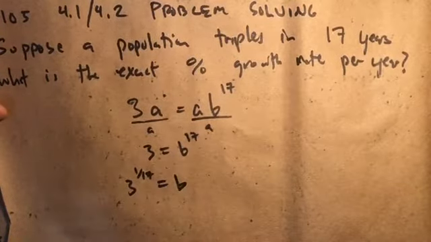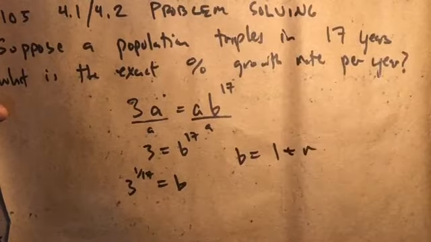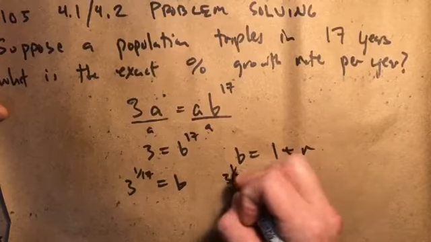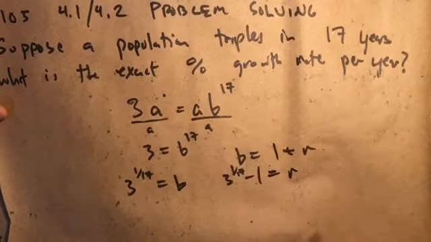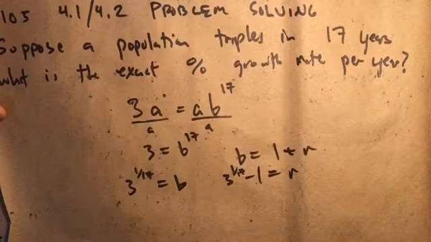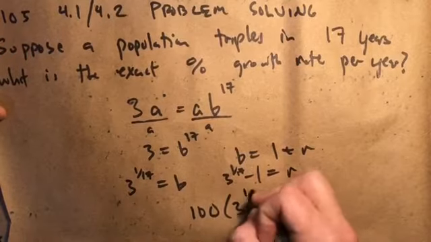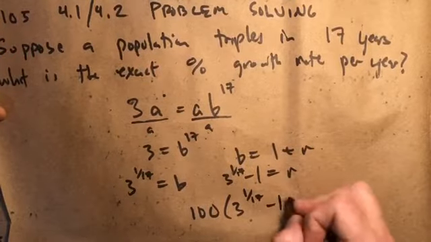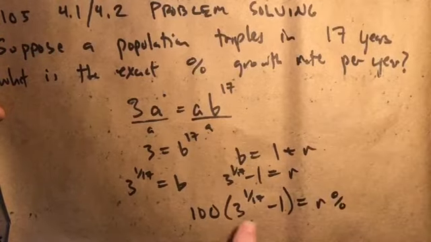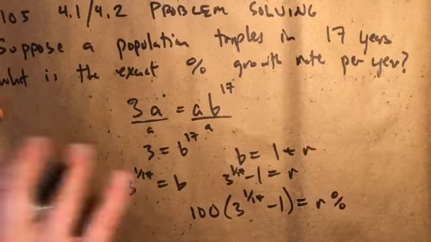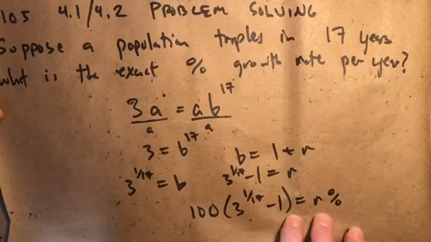And then keeping in mind that b is equal to 1 plus r, we can say that 3 to the 1/17th minus 1 is equal to r, but that is a decimal value. So our exact answer is 100 times 3 to the 1/17th minus 1. And that is r as a percent. And because this is a positive number here, and sure, our population is growing, this is our growth rate per year.